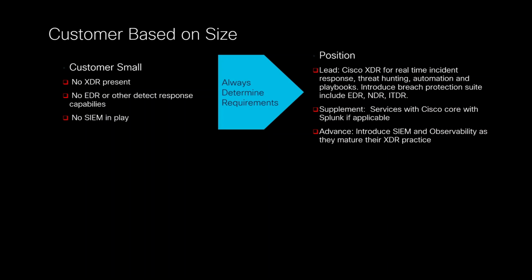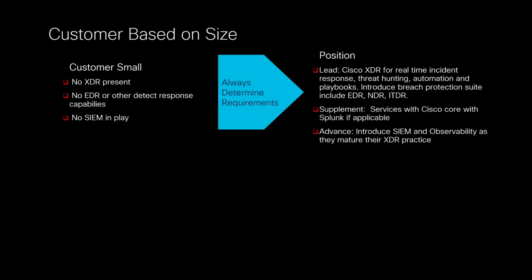From there, what we can do is maybe after some dialogue lead with Cisco XDR. Why? Well, real-time incident response, threat hunting, automation playbooks, low to no code for automation. We would also introduce endpoint detection response, network detection response, and identity threat detection response. And really round this out and grow it and work with the customer.